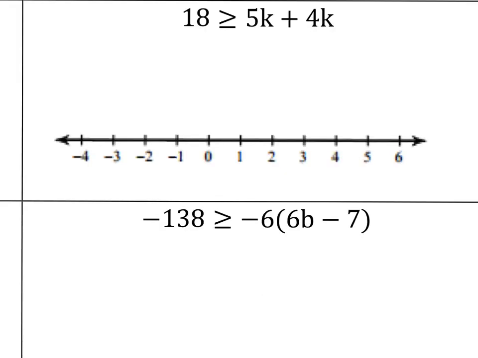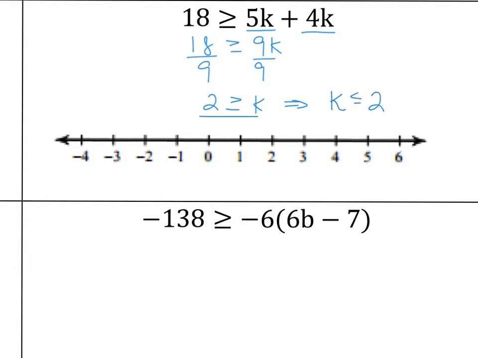For this one, we need to combine 5k and positive 4k, which makes 9k, and we can divide both sides by a positive number. Can rewrite this as k less than or equal to 2. They mean the same thing. And when we graph this, closed circle, because it's a less than or equal sign, and point the arrow to the left.